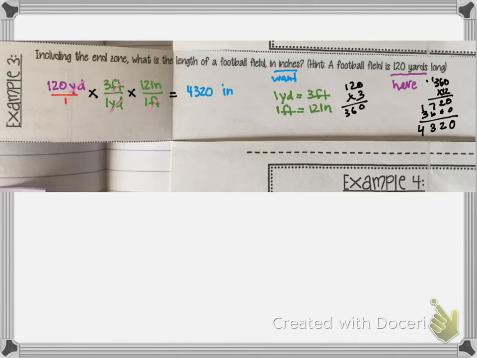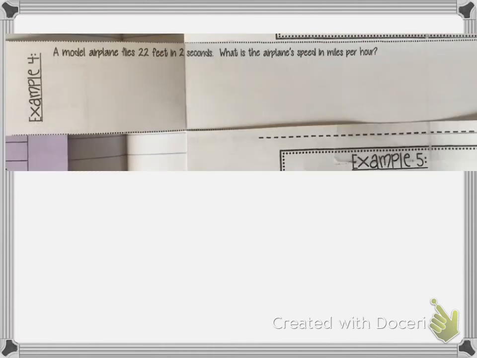All right, next example. This is going to be a tricky one, okay? So hold on. All right, so I have an airplane model that flies 22 feet in 2 seconds. What is the airplane speed in miles per hour? So what do I have? I have 22 feet in 2 seconds. So here's what's weird, is we have 2 labels. So I didn't have to do a denominator of 1 because it came with a denominator of 2 seconds.